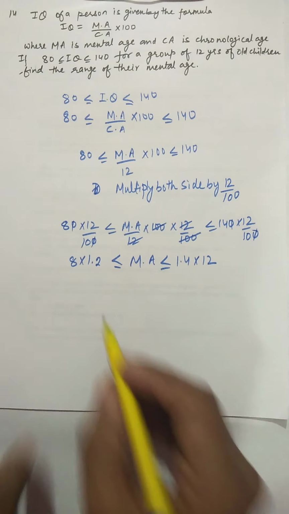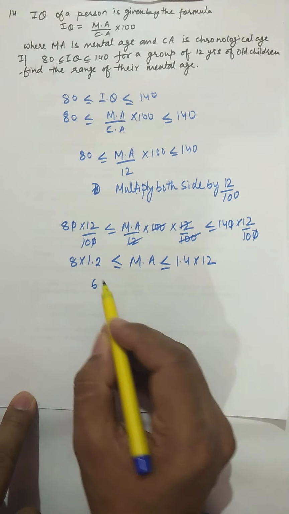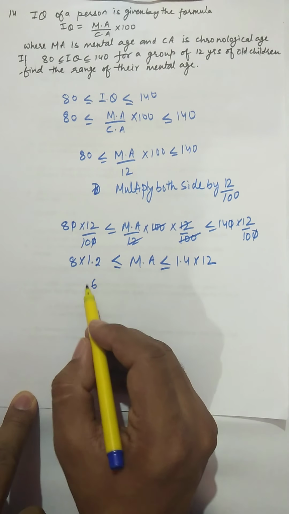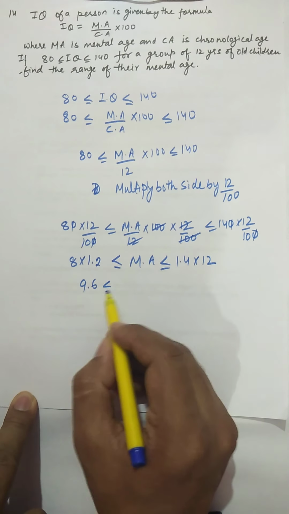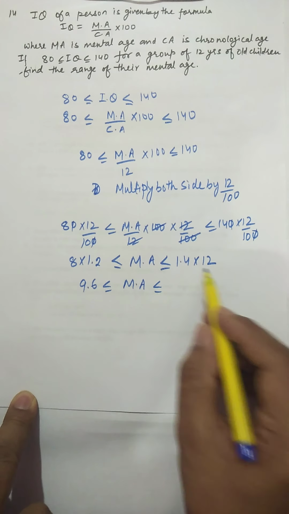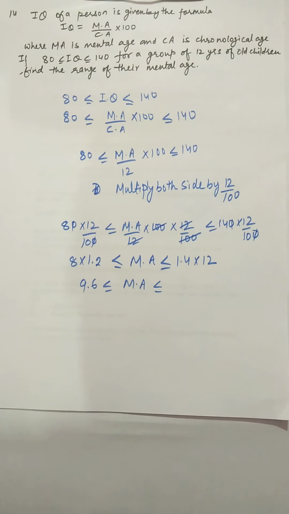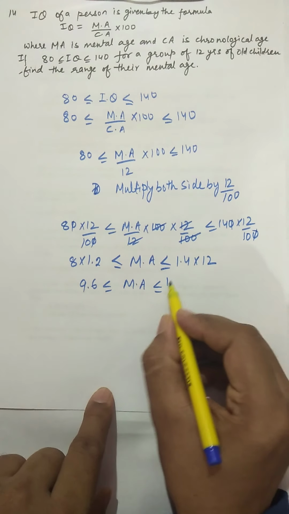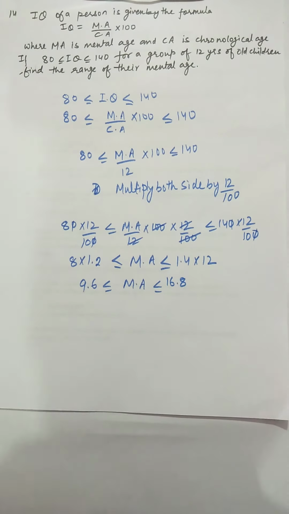Now we can simplify this. 8 2s are 16, 6 carry 1, 8 1s are 8 plus 1, and this is 9.6. This is mental age, and here we can also multiply this 12 by 1.4. So this is coming 16.8. So this is the answer of your question.